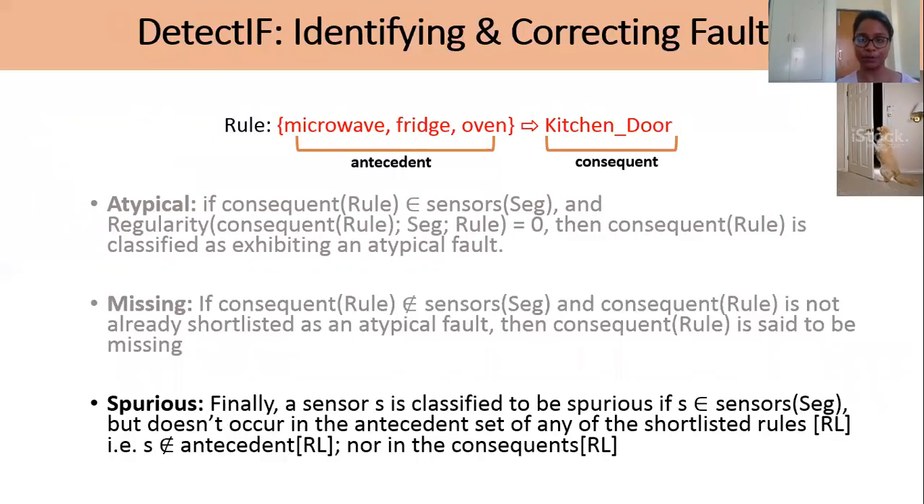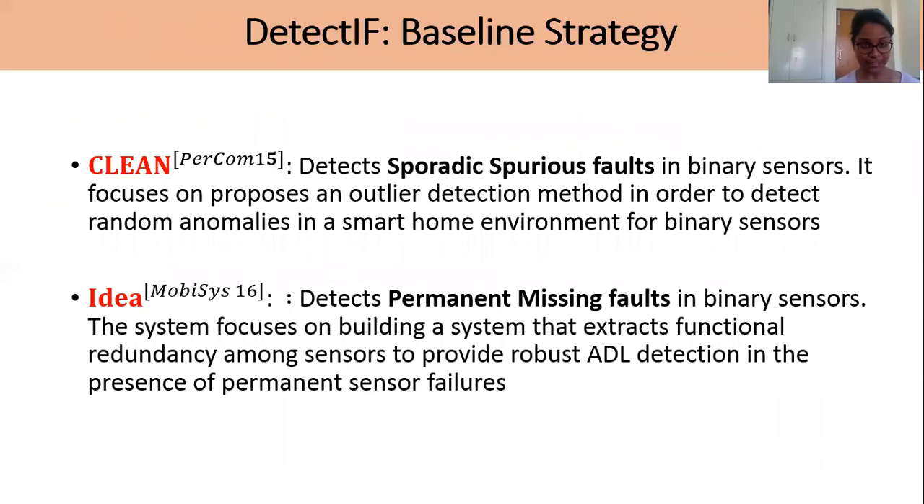Okay, so let's talk about the evaluation. We have two baseline strategies, clean and idea. Clean detects sporadic spurious faults, and idea detects permanent missing faults. So with that, let's see how our approach does as compared to these two baselines.